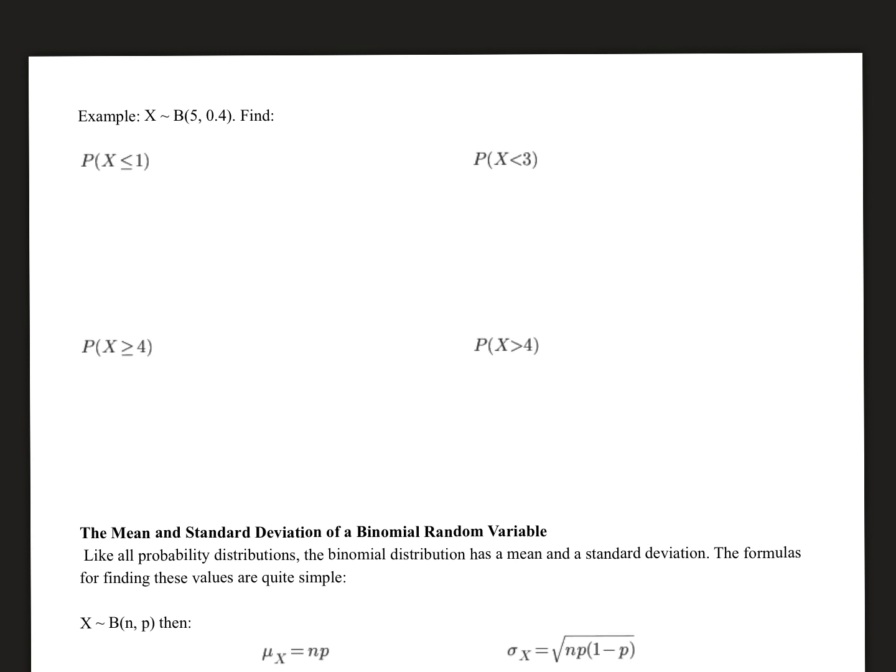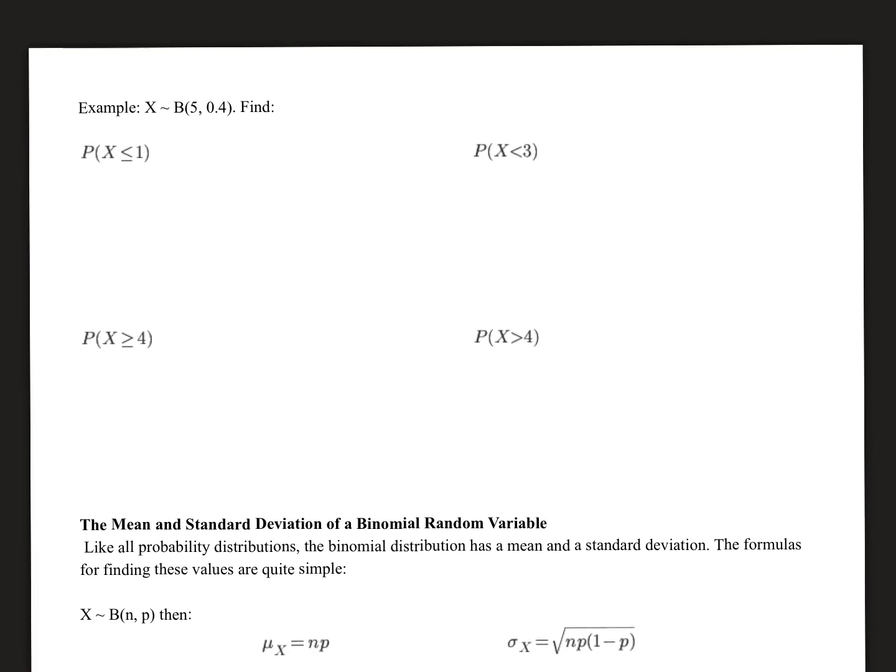If I want the probability of x less than or equal to 1, we're going to do binomial CDF. We are given that the number of trials is 5 and the probability of success is 0.4. So 5, 0.4, less than or equal to 1, we put 1 there. And we get 0.33696.